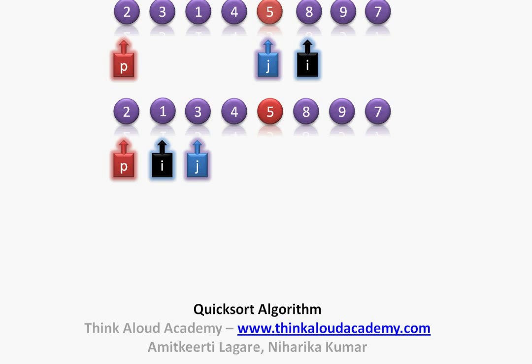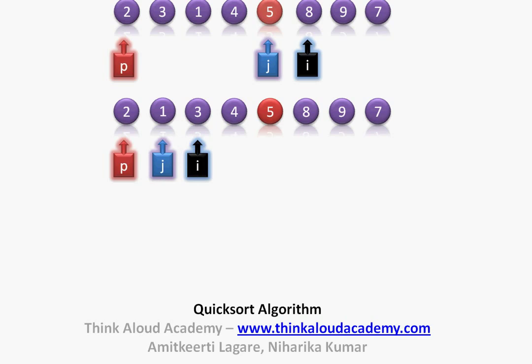So for i, it has to continue as long as it points to an element which is less than pivot. So since it points to an element 1 which is less than pivot, i moves ahead. Now i is pointing to the element 3 and we said i will stop when it points to an element which is greater than pivot. So i is pointing to 3 and it's greater than pivot. So i stops at this point and j resumes its journey.